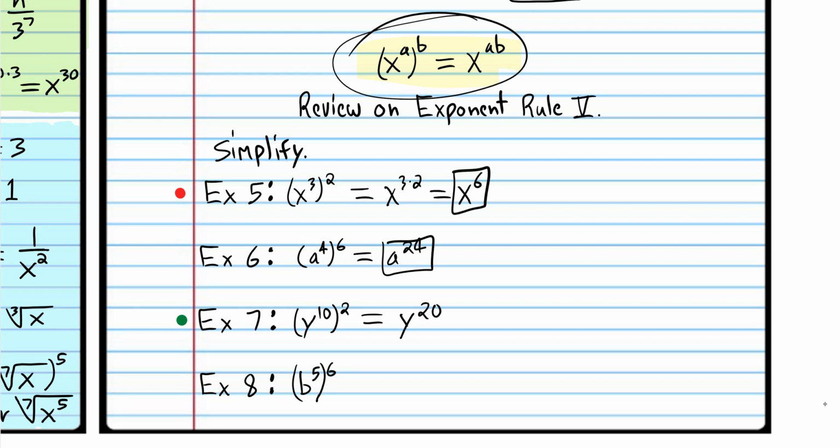Okay, we're back. You should have y to the 20th. Try example 8. If you got 7 right, good job. When you come back, we'll do it together. Okay, we're back. So we get b to the 30th power if you got that right. Excellent.